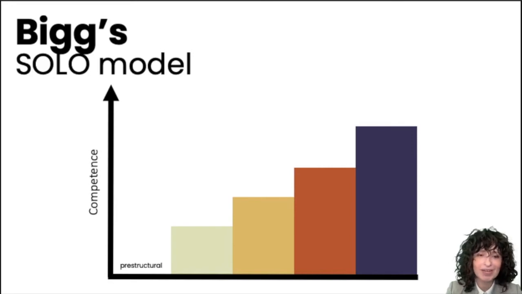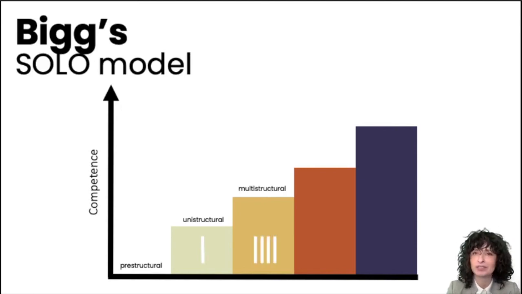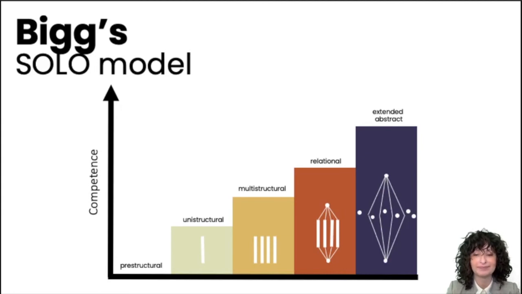Hopefully, students move on from there into the unistructural stage. In the unistructural stage, students are capable of representing one relevant aspect. At the multistructural stage, students can now represent several relevant aspects, but they're represented independently of one another. In the relational stage, students have now integrated their acquired knowledge and skills into a structure, so they can now represent the relationships between different elements in the structure. In the extended abstract stage, students are now capable of generalizing their knowledge and skills to a new domain.